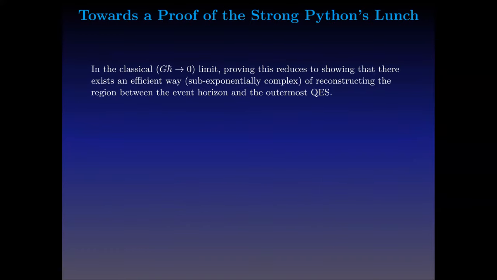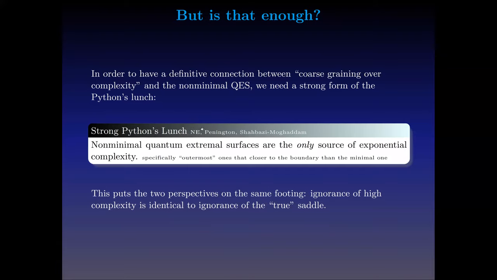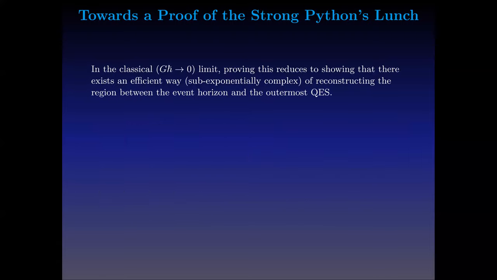So this is a proposal. It's a conjecture. So what is the status of this conjecture? Well, in the strictly classical limit, proving this reduces to showing that there exists some efficient way of reconstructing the region between the event horizon and the outermost quantum extremal surface. Let me elaborate on that a little bit. You might say, well, we might expect that it's exponentially hard to reconstruct everything behind the event horizon. And even if you have some kind of extremal surface, we might think there might be stuff outside of it that's still exponentially hard to reconstruct.